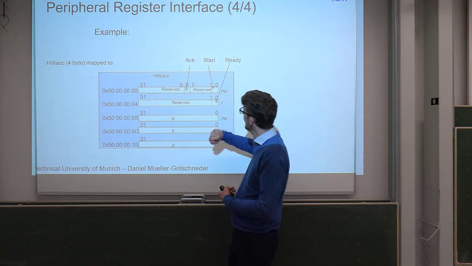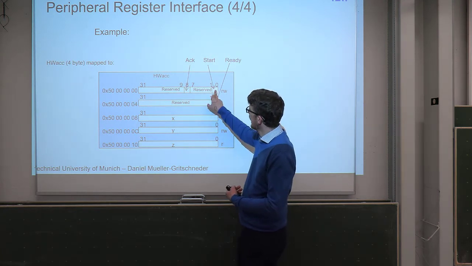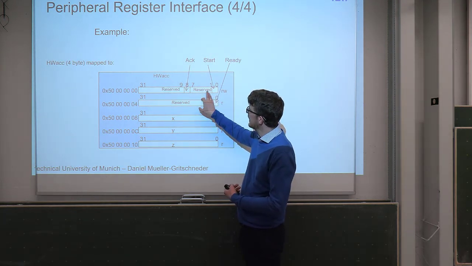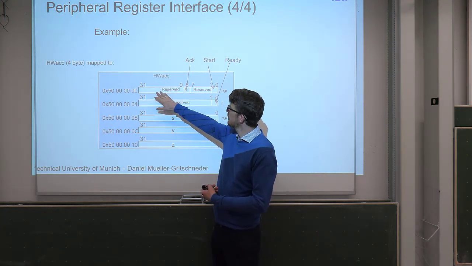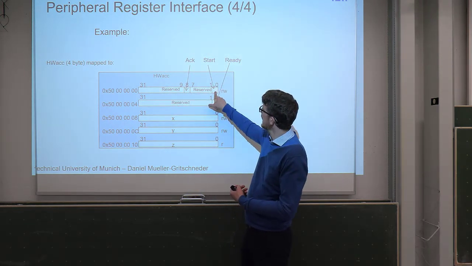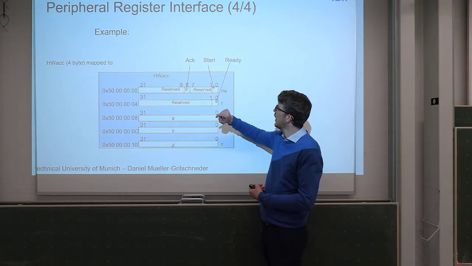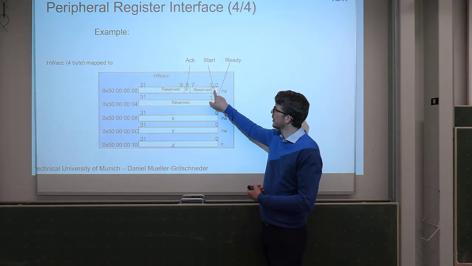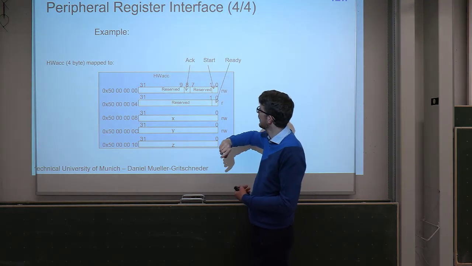And then I also must be able to say I want to start the computation, and there I'm saying, okay, I have one register, but most of the register is not interesting to us. This is this reserved field. Just if I set the lowest bit to 1, that means I want to start the computation. So this tells the hardware unit, if the software sets this to 1, I want to start the computation.